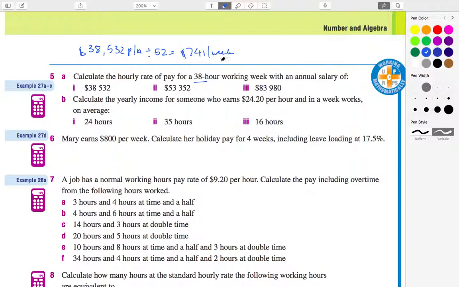So if we want to find the hourly rate, we just have to divide by the amount of hours they work in the week, right? So we divide it by 38, and that is $19.50. So essentially, if you have your annual salary, you just divide it by 52, okay? And that's your weekly salary, and then you divide it by the amount of hours you work in a week. And that's how you do question A, and this one here as well.